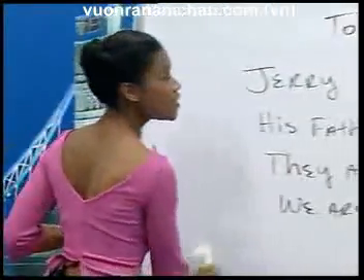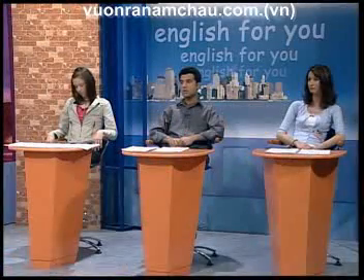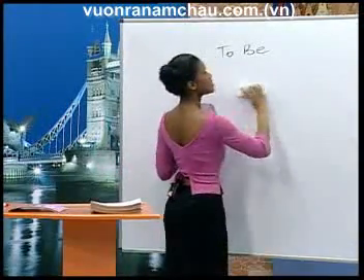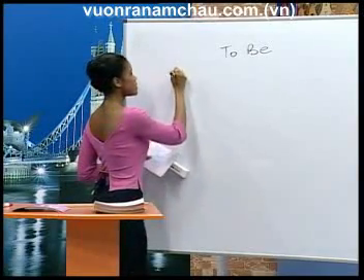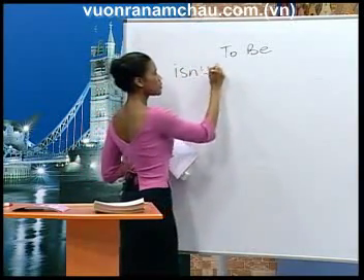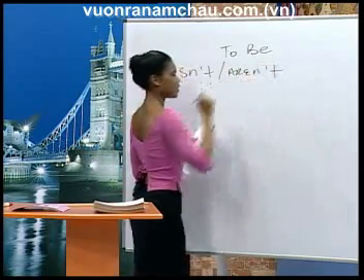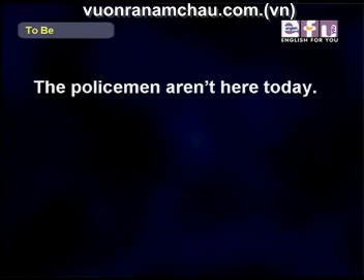Now, we also need to talk about the negative forms of the verb to be. Remember, there are 2 ways to write the negatives in some cases. We have to use isn't or aren't. Now for some examples. The policemen aren't here today.